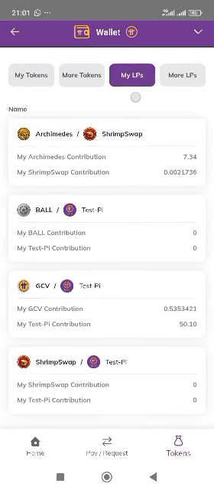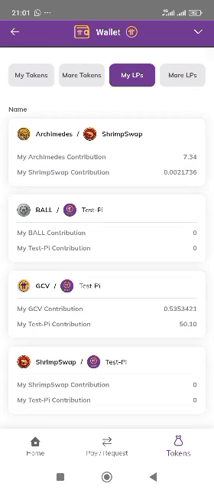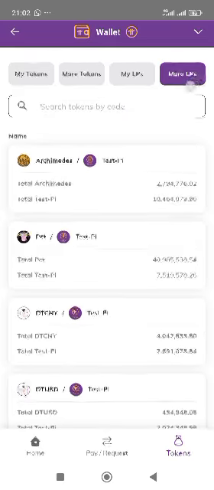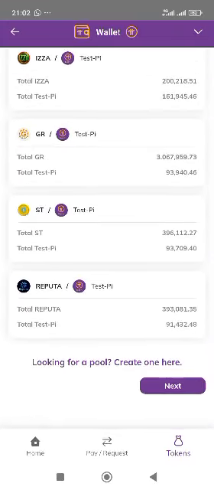So this one is my liquidity pool. This shows those coins that I've provided, those pairs, and let me say pairs means 2 coins. Those pairs that I've provided liquidity to, that is what we are seeing here. More liquidity pool means these are other pairs on the blockchain that I can provide liquidity to. Do you understand? You can see there are very many. So I just did a few.